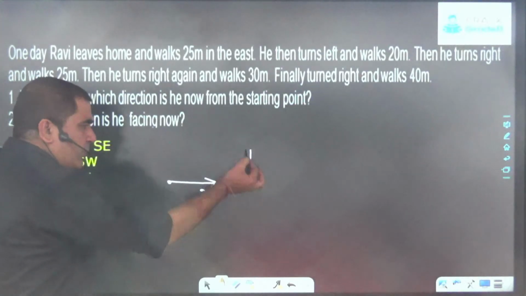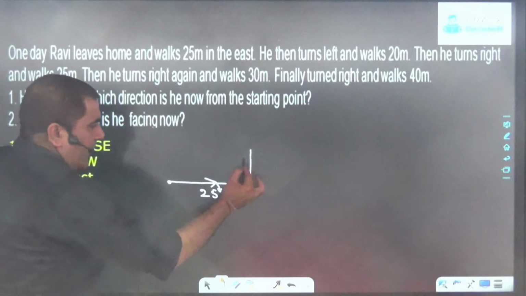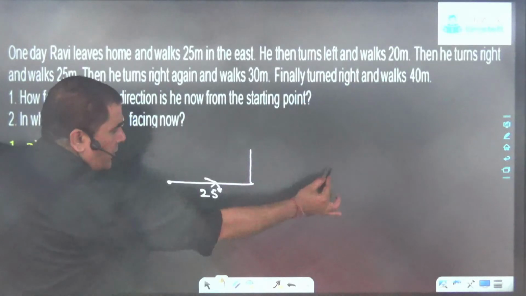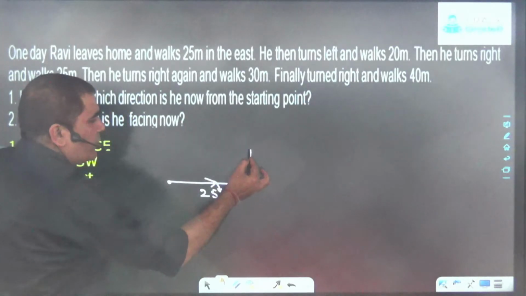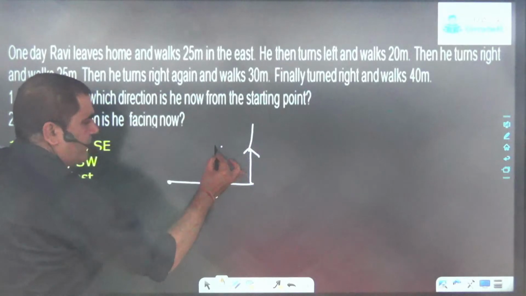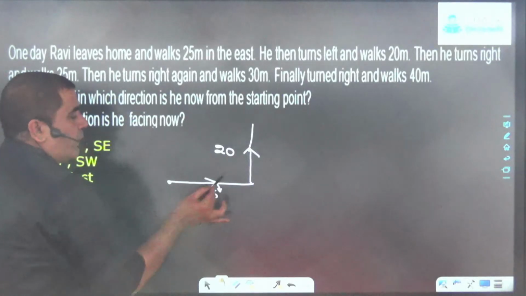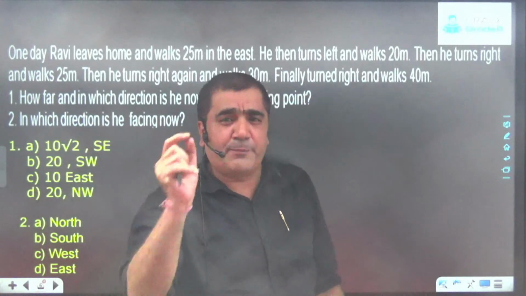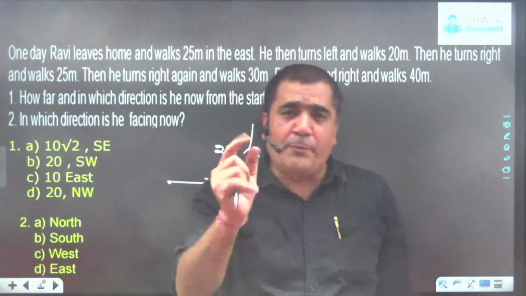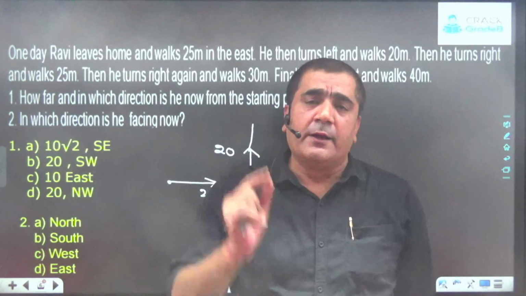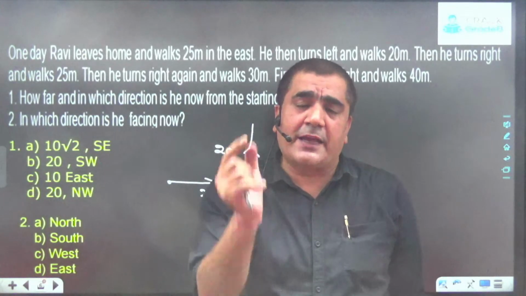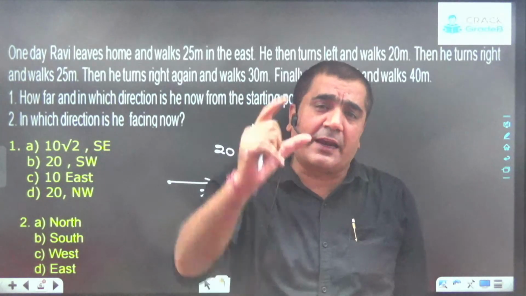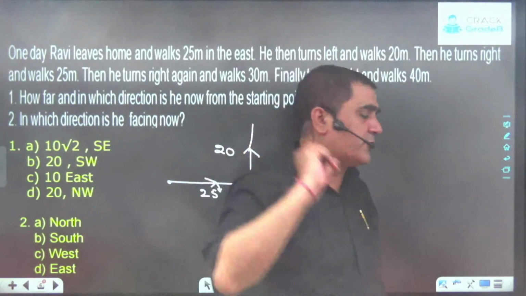Now the moment you turn left, stop for some time and just see if there are any parallel lines or not. There are no parallel lines, means no hurdle, you can go straight, and they have covered 20. Once you turn left or right, you have to stop for some time to see if there are any parallel lines. If there are none, no problem, go ahead. But if you find any parallel lines, in that case you must consider the distance of those parallel lines also.